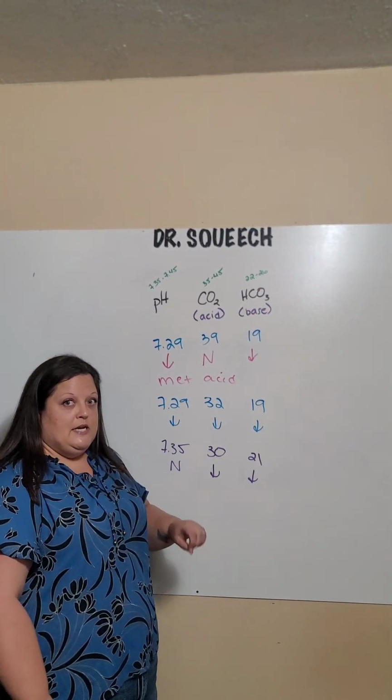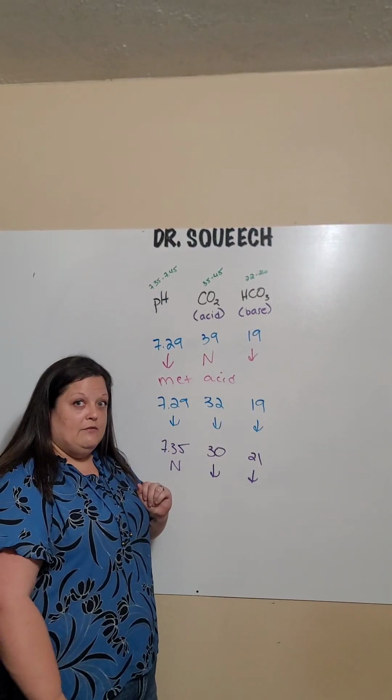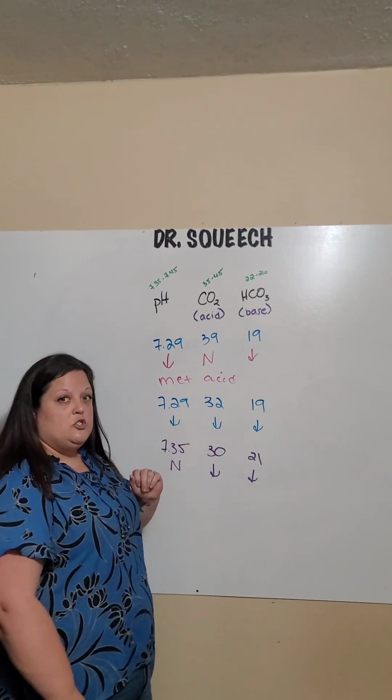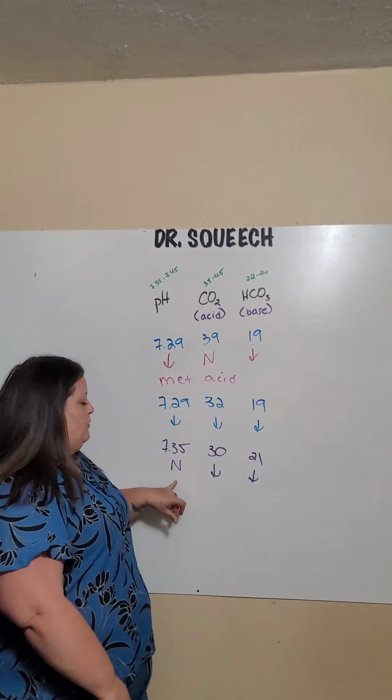So uncompensated, two abnormals, pH is one of them. Partially compensated, all three have to be abnormal. What was normal has to change to abnormal. And then fully compensated, two abnormal values, but the pH has to be normal.